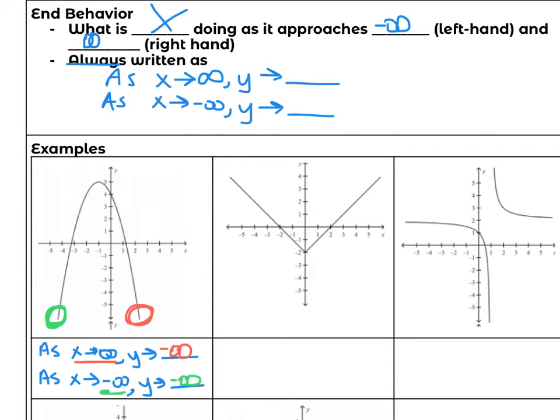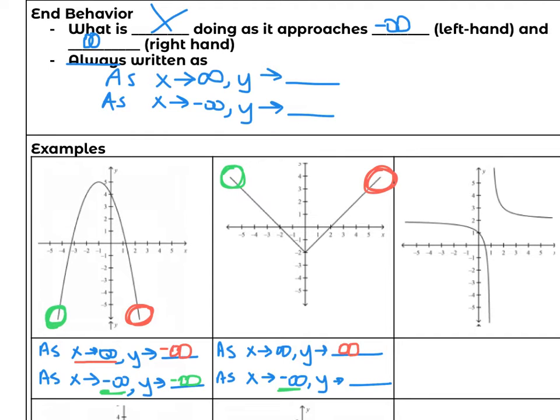Let's look at this next one. Notice that the first thing I do is write down my structure. And now I look, as x goes to positive infinity, that's talking about the very right side. What is the right side of my graph doing? It's going up forever to positive infinity. As x goes to negative infinity, y goes to positive infinity again. Now, do you think these are always going to be the same in terms of where y is going? Let's look at the next example.